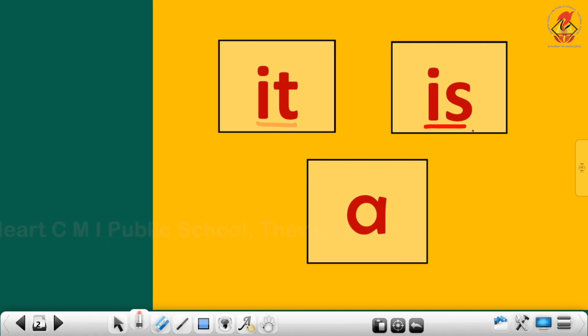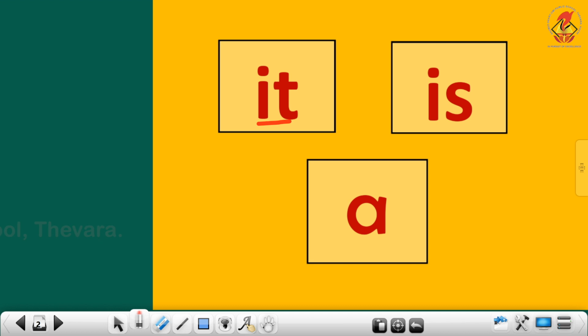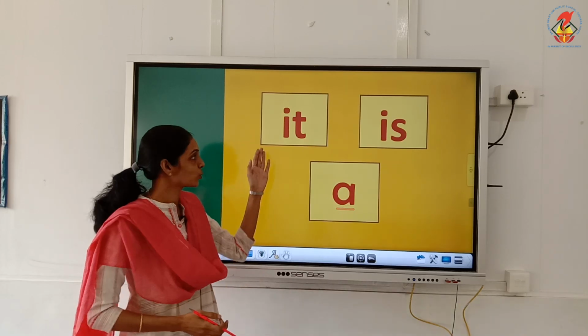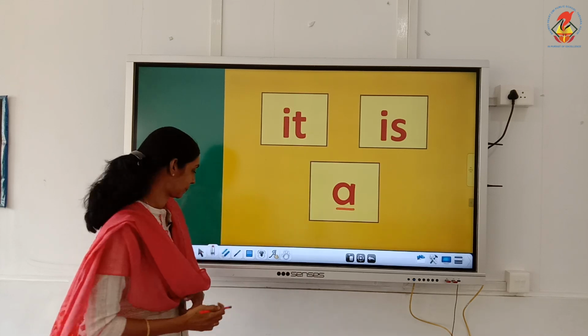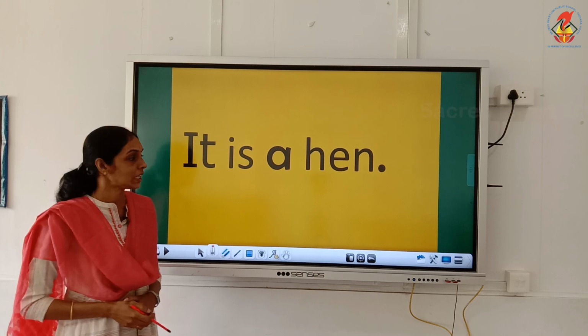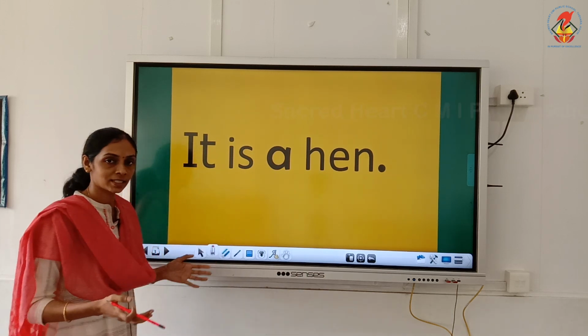It is a. Repeat, children. It is a. Good. Now let us read some sentences using these sight words. Children, do not forget to point out each word while you read. So let us start.